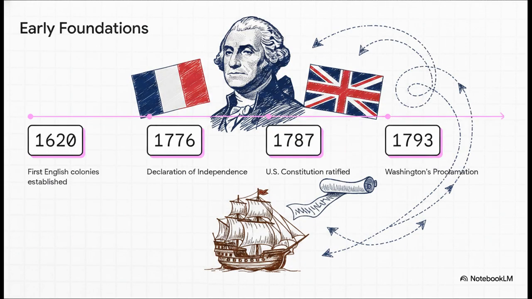Fast forward a bit to 1793, and President George Washington issues the Proclamation of Neutrality. Now, this is fascinating. He essentially invents a form of executive privilege right on the spot to keep the U.S. out of a massive war brewing between France and Britain. He didn't even wait for congressional approval. He just flat-out declared the nation neutral.